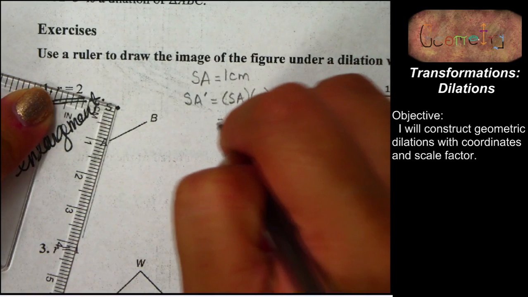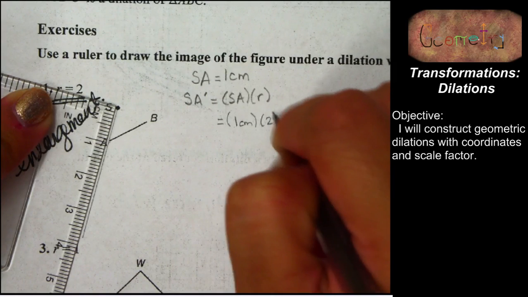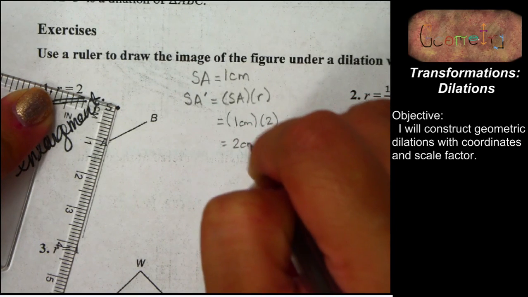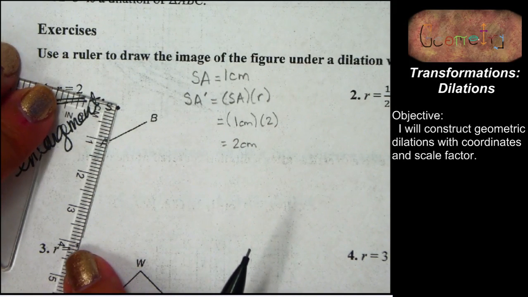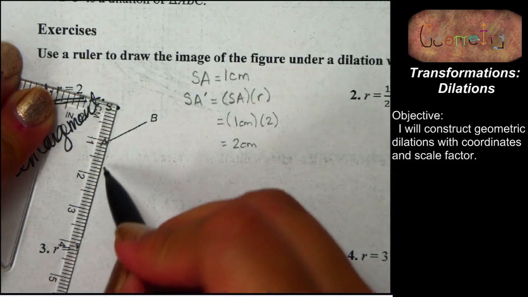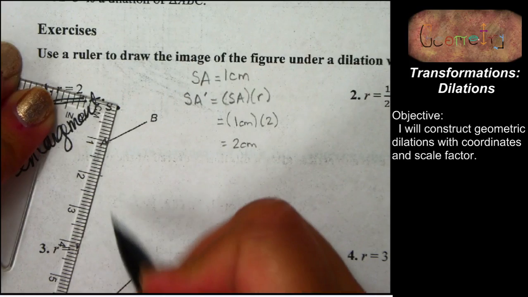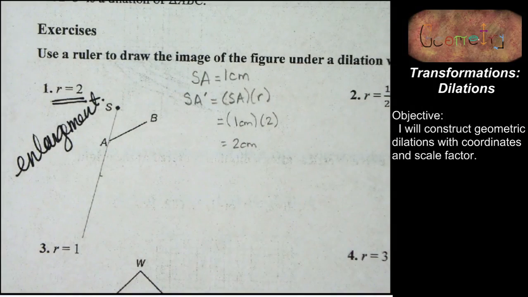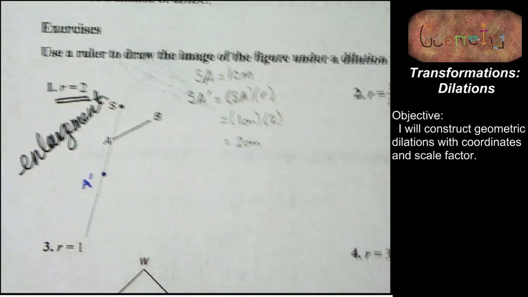Okay, so now I'm going to do this calculation. SA was given to me as 1 centimeter. Scale factor R was given to me as 2. And so I need A prime to be 2 centimeters away from the center of dilation S. So I'm going to line my ruler back up so that the 0 is on the S and it's along that line that goes through A, and I'm going to go out to 2 centimeters. There's 2 centimeters. I'm going to put a mark so I know where the 2 centimeter mark is. And then this point right here is A prime.